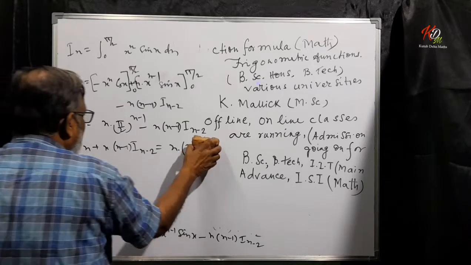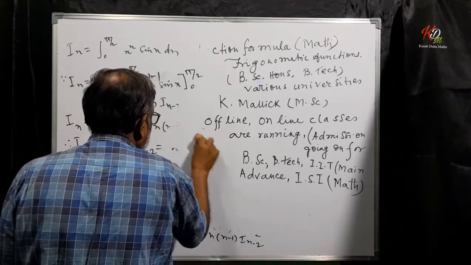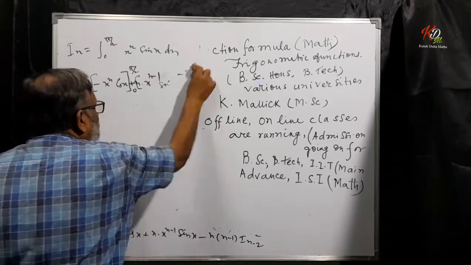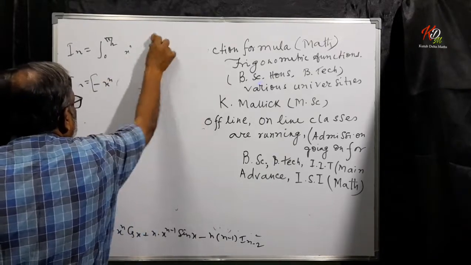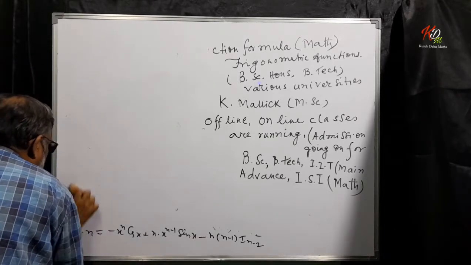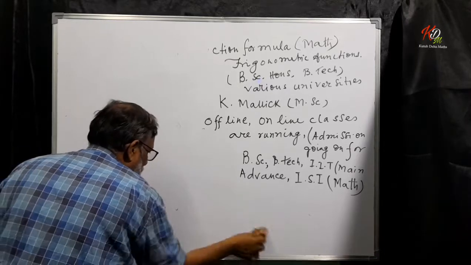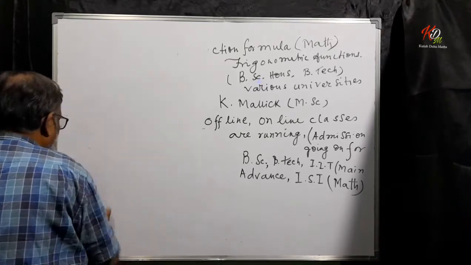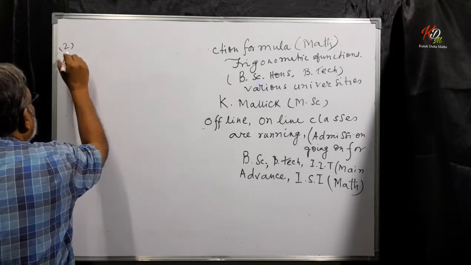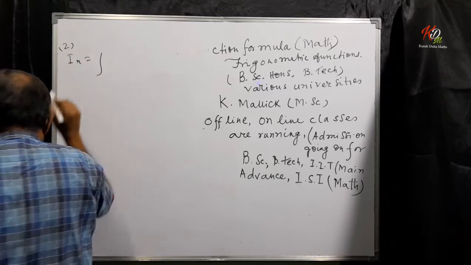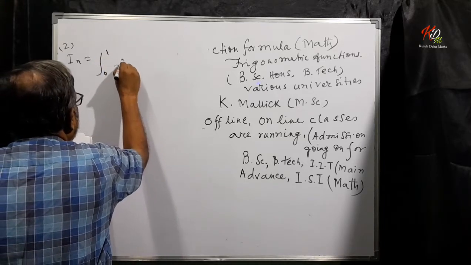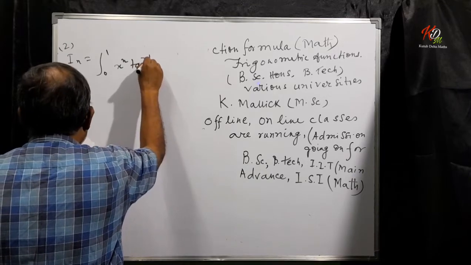Next reduction formula, number 2. I n equals integral from 0 to 1 of x to the power n tan inverse x dx.